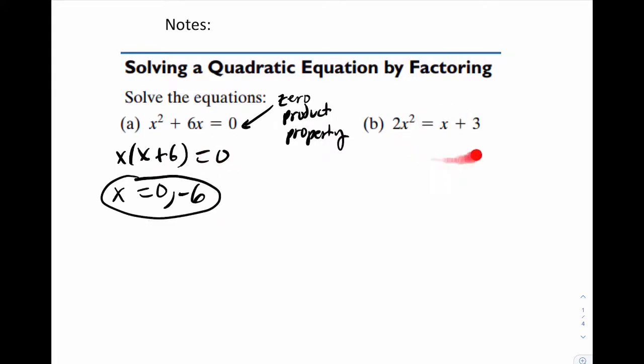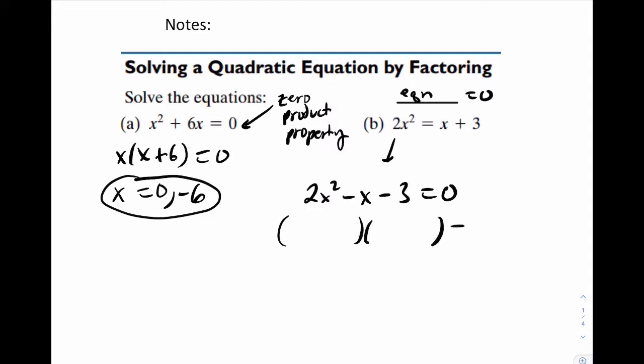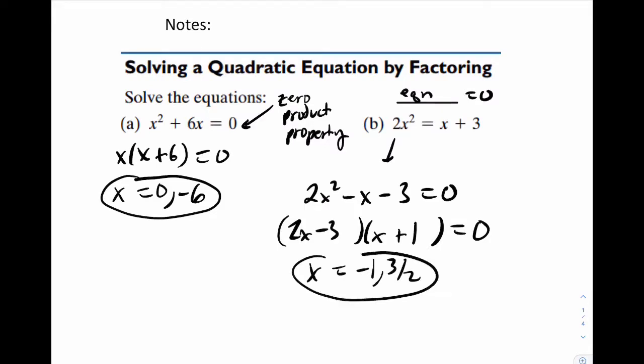So you notice this equation doesn't equal 0. So you always want your equation to equal 0. We absolutely need this to happen. So we're just going to rewrite it. 2x squared minus x minus 3, that's equal to 0. Now we factor it. That's 2x minus 3 and x plus 1. So x would equal negative 1 and 3 over 2. And we're done.